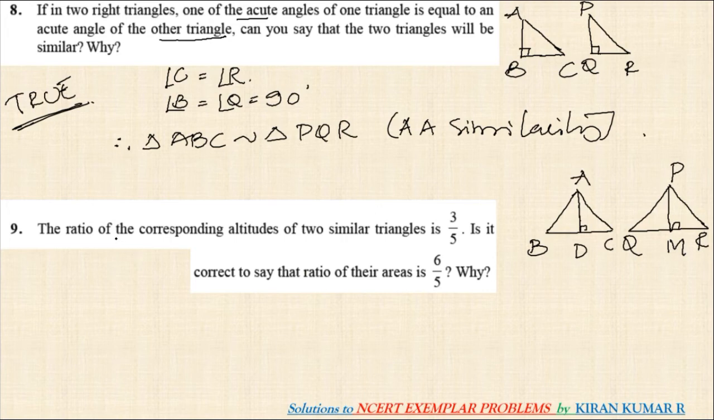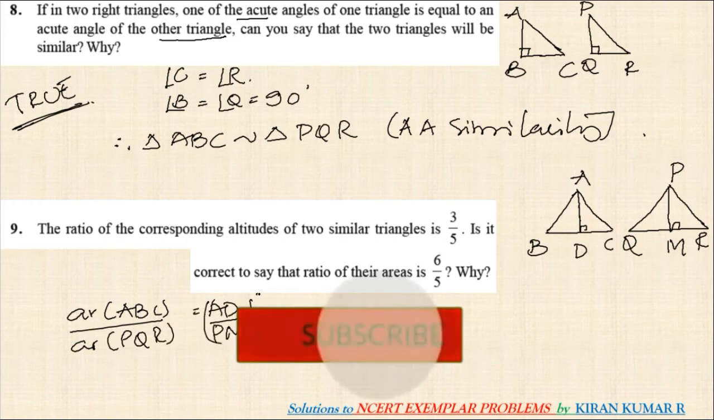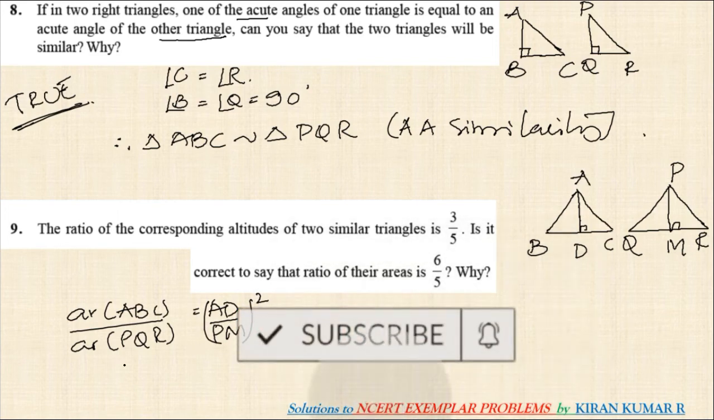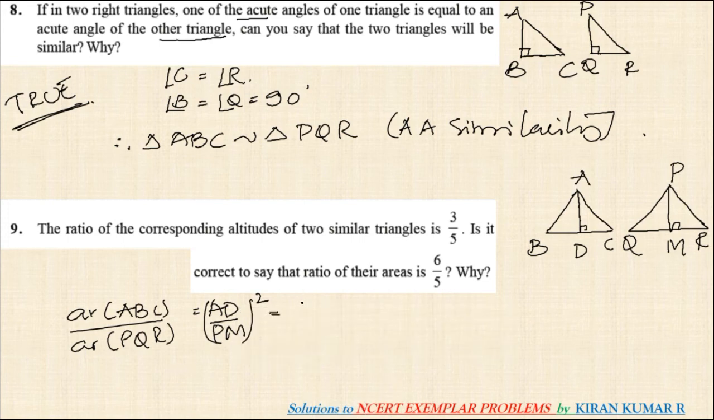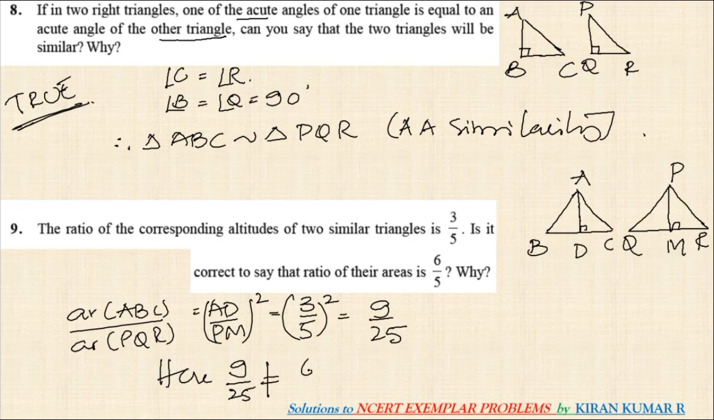According to the statement, if two triangles are similar, then the ratio of the areas will be equal to the square of the ratio of the corresponding sides, as well as the altitudes, as well as the angle bisectors. So with that concept, I can say area of triangle ABC upon area of triangle PQR is equal to (AD by PM) whole square. They have given the ratio of the altitudes as 3 by 5. So 3 by 5 squared gives 9 by 25. Here, this 9 by 25 is not equal to 6 by 5. Therefore, the statement is false.